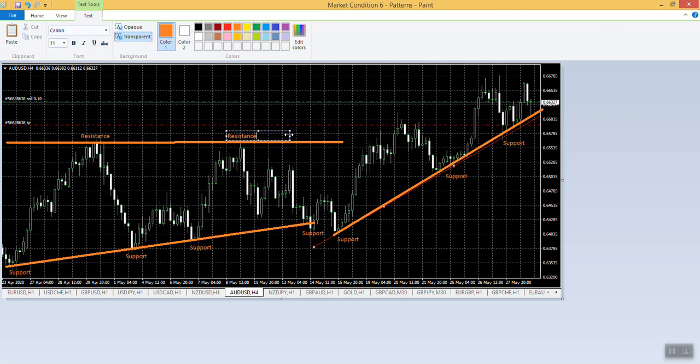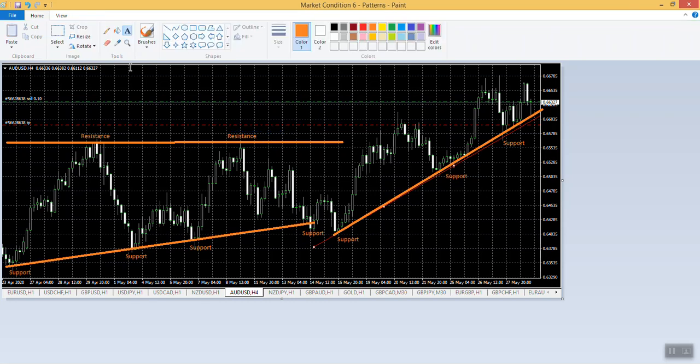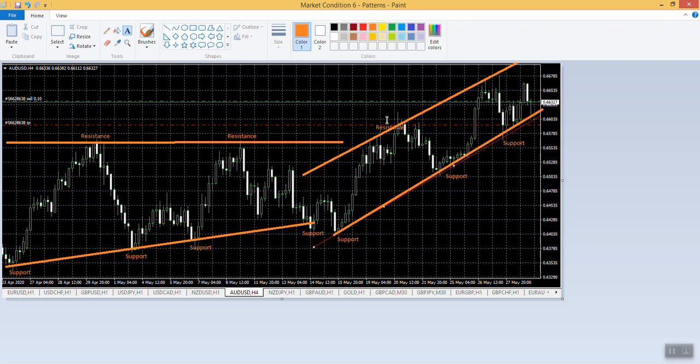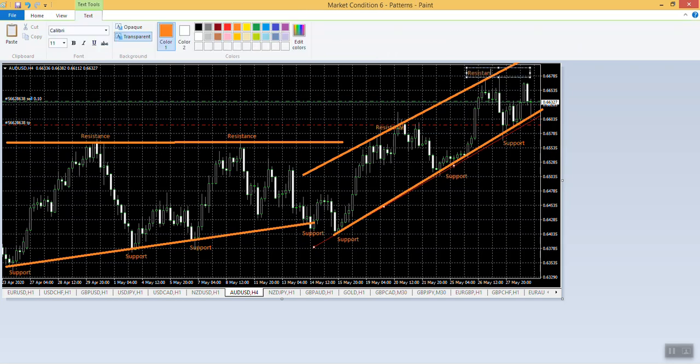Good. Now what about the upward pattern? Here we also noticed a pattern. From here we can see that it forms a resistance upward. Anytime the price touches this place here, it forms what we call a resistance. Here too it forms what we call a resistance.